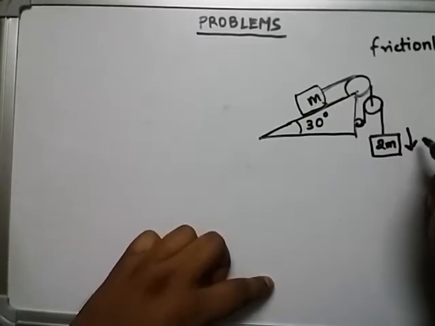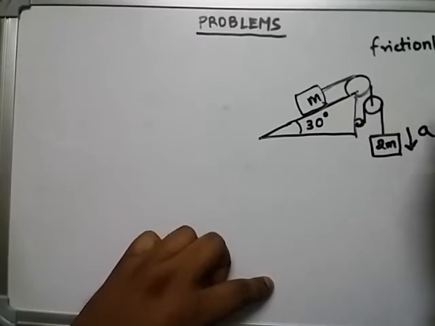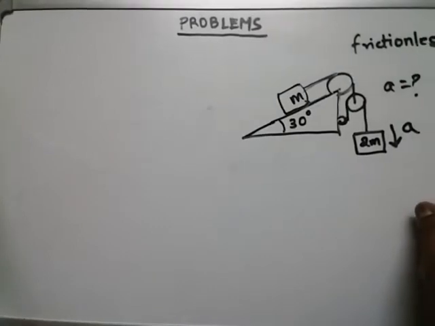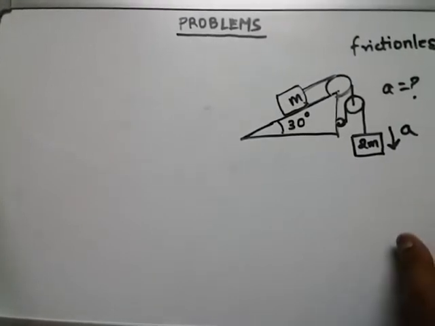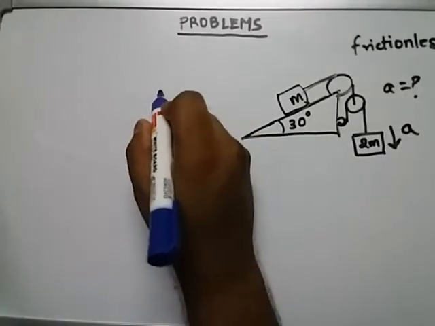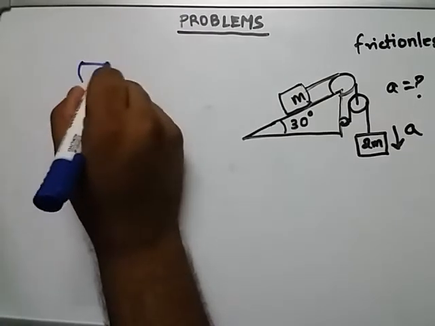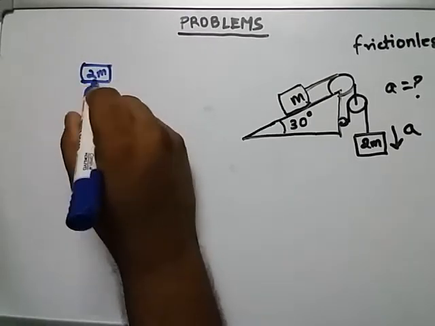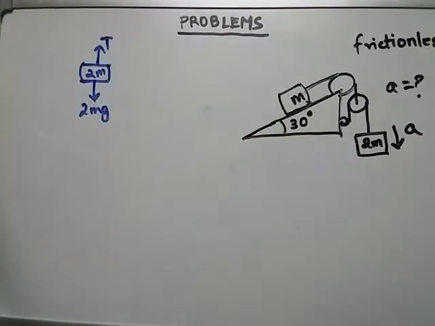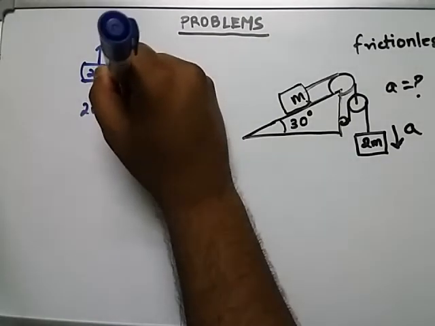So suppose this 2m mass is moving down with an acceleration a, then we are required to find a. So let us see how to tackle these types of problems. First let us make the free body diagram of the mass 2m. The mass 2m is something like this. 2m, here 2mg, here it is T. Fine. Now it is moving down with an acceleration a.